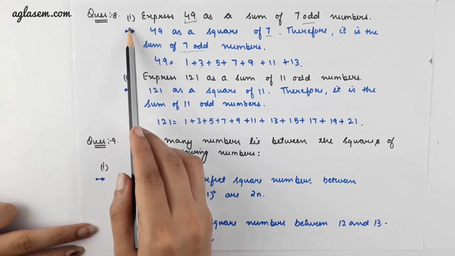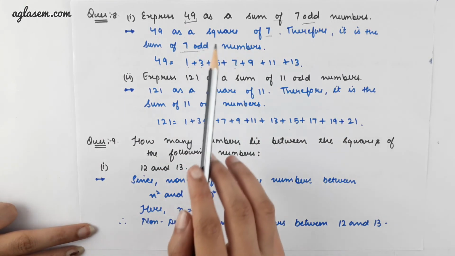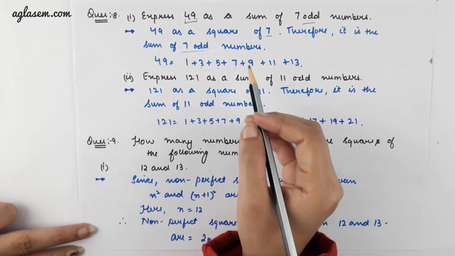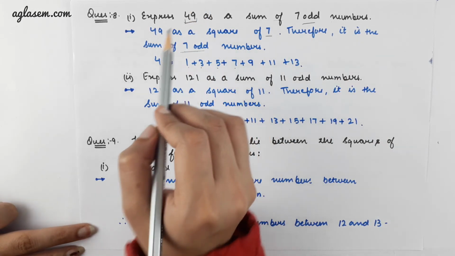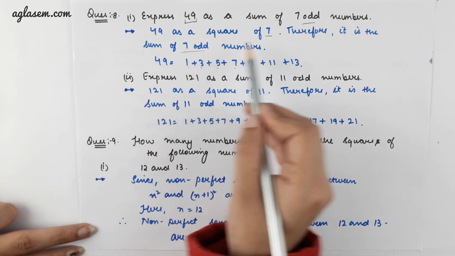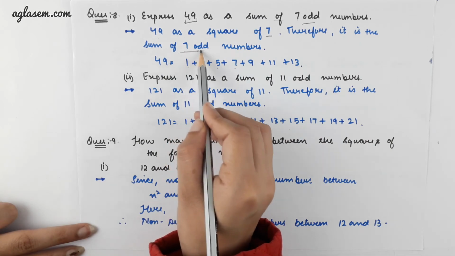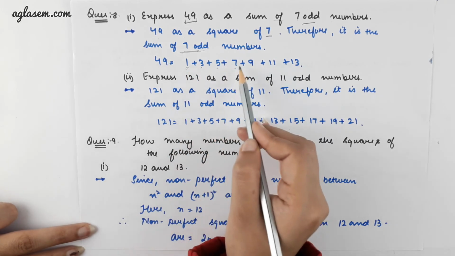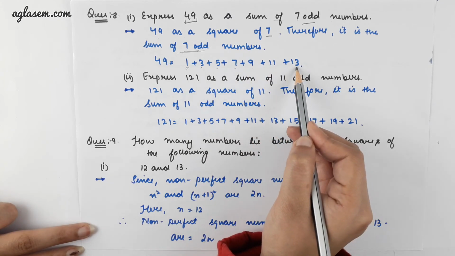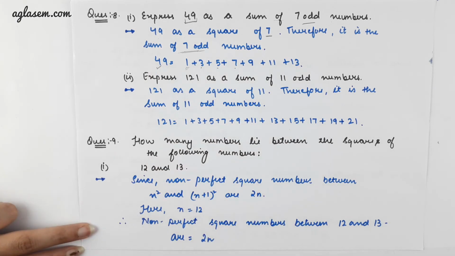Coming to question 8, we have to express 49 as a sum of 7 odd numbers. Here we have to tell which 7 odd numbers add up to 49. Understood? We also know that 49 is the square of 7. Therefore, it is the sum of 7 odd numbers. Odd numbers start with 1, so the 7 odd numbers will be 1 plus 3 plus 5 plus 7 plus 9 plus 11 plus 13. By adding all these 7 odd numbers, we will get the sum as 49.